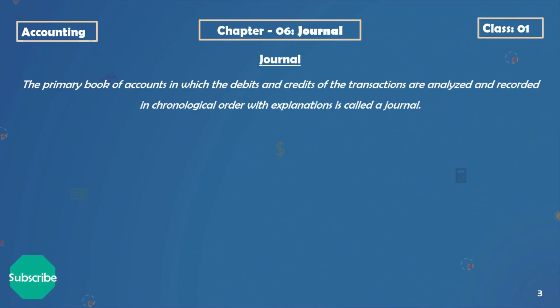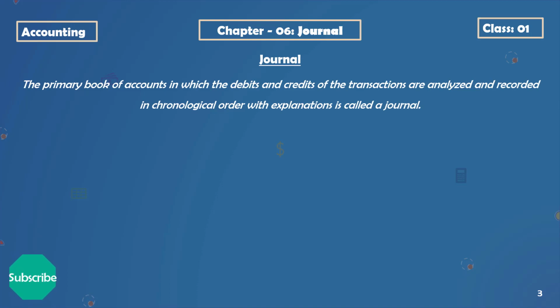Journal. The primary book of accounts in which the debits and credits of the transactions are analyzed and recorded in chronological order with explanations is called a journal. So, journal is the primary book of accounts where we analyze the debit and credit of the transactions and record them in chronological order with some explanations.